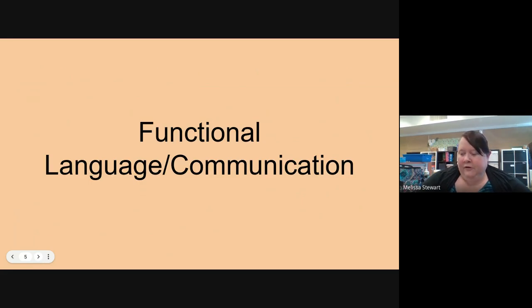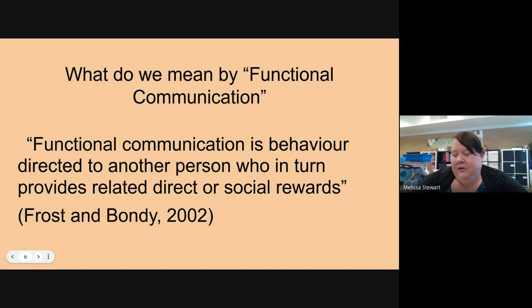So we're getting to the functional language communication part. What do I mean by functional communication? Functional communication is behavior that's directed to another person who in turn provides related direct or social rewards. And that comes from a quote from Frosty and Bondi in 2002. So what is the real meaning of the message? Who are they talking to? And is it being reciprocated by someone else?